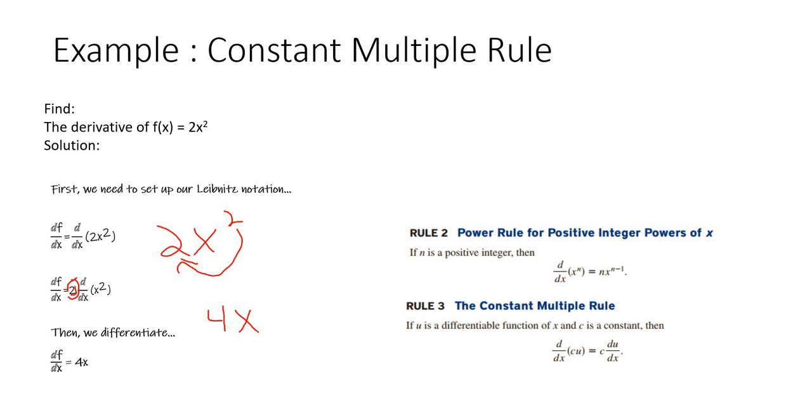So in short, if you have a constant out here in front, you can just pull it out in front and do the differentiation to your x term, and then worry about it later towards the end. And then again, we can rewrite it as f prime of x is equal to 4x. So it's just like the previous example, except with one extra step.